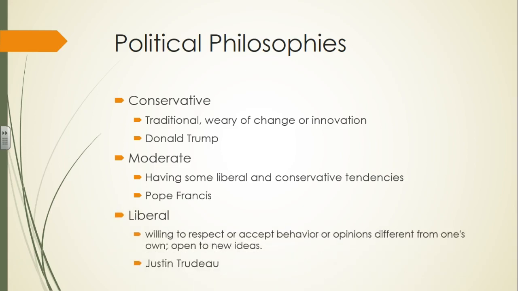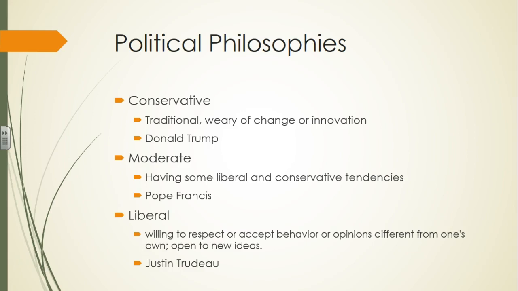And finally, we're going to talk about a liberal. A liberal is someone who is willing to accept different behaviors or opinions than their own, and they're open to new ideas. So they're willing to look at different sides of the spectrum, try to find a new way of doing things. A conservative is going to basically say, we've always done it this way, it hasn't broken yet, we should just keep doing it this way. A liberal might say, just because we've always done it this way doesn't mean we should keep doing it this way. Maybe there's a better and more efficient way of doing it.